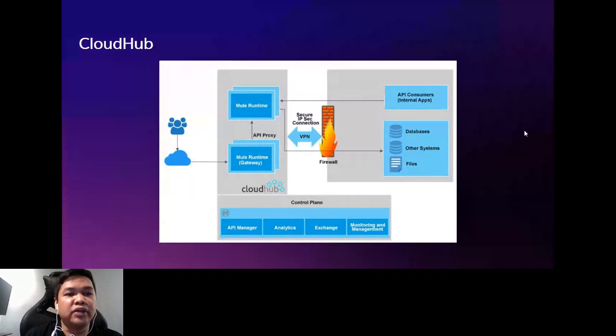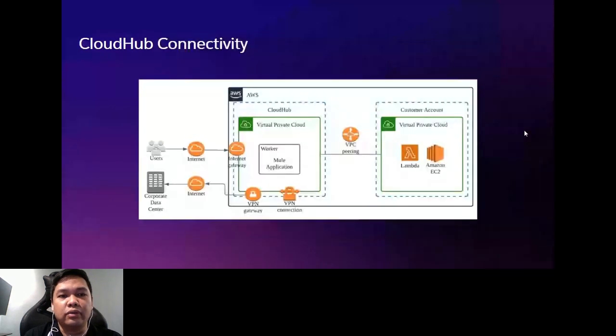To provide another example for CloudHub, here our main objective is to have CloudHub connect to our customer's account, for example our own AWS. To do that, in this example, we have to make sure that both AWS accounts, MuleSoft's AWS and your AWS, are sitting in the same region. Then we have to request a VPC peering so that we can share data between those two AWS networks. And of course, if we want to connect to our corporate data center, we have to set up a VPN, then go through the public internet, which goes to our corporate data center.